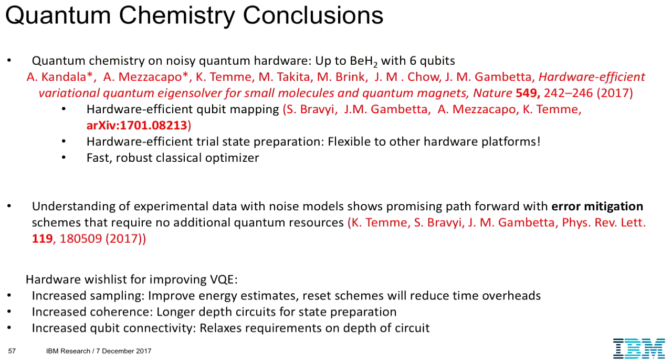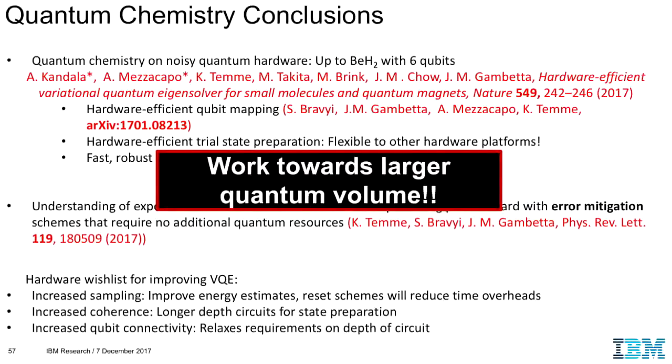And just to wrap it up, what do we want to run this better? We want to increase sampling. That would improve the energy estimate, and that would require some resets. So I talked about doing fast readout, fast reset. That's what we're working on. That is going to help us take more samples. And increased coherence will let you have more depth in the circuits. And along with that, if you have more connectivity, you actually would require less depth. So that's also what we want. So at the end, we want to work towards larger quantum volume, which should improve all aspects of our experiments. Thanks.